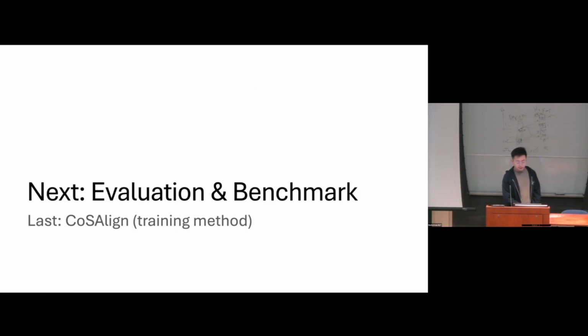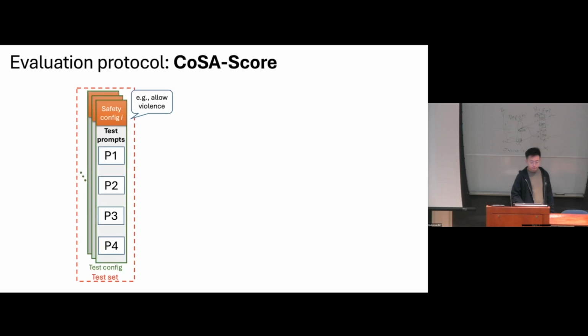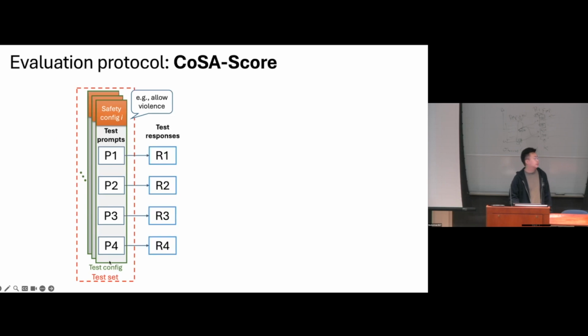Okay, so next section, I will introduce our evaluation framework and a human-authored benchmark for our task. Ideally, the responses should be both helpful and safe in the sense that they should follow the new safety standards as defined in the safety config. So the model needs to be not too restrictive, but also not overgeneralize to disallowed contexts. To do that, we propose this evaluation protocol that considers both at the same time. Suppose we have a test safety config and a set of test prompts. We produce a response from the candidate model for each prompt.